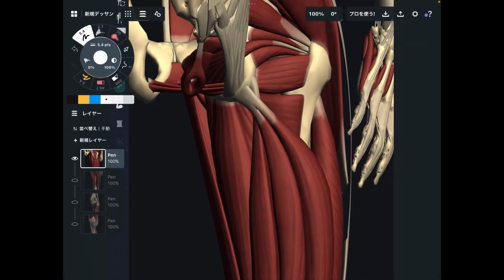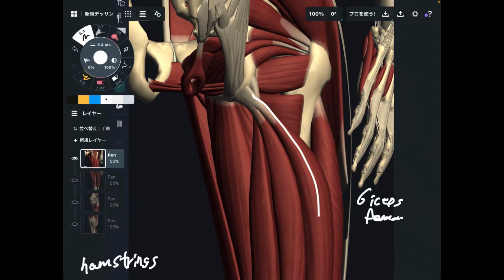In today's video, I am going to explain anatomy and function of hamstrings. Hamstrings is a big muscle on the posterior part of the thigh. There are three muscles in hamstrings. This one is biceps femoris. Particularly, this is the long head.